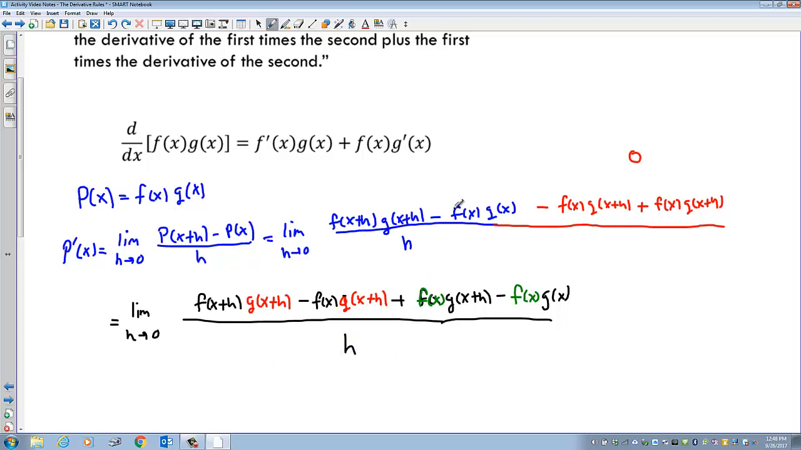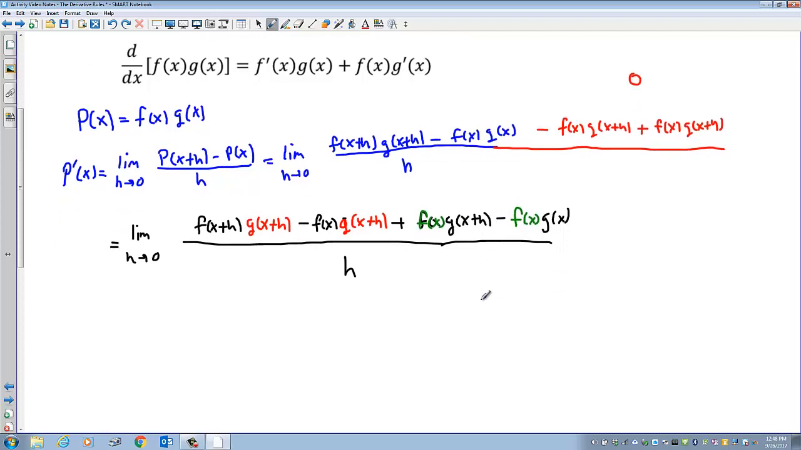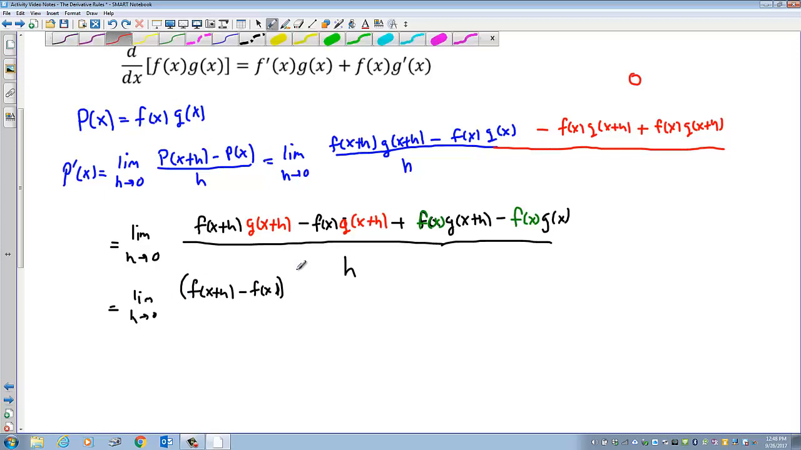And so I just rewrote the terms up here and down here. But what you'll notice is that I can factor out this g of x plus h in these first two terms and factor out the f of x in this second two terms. And you're basically going to get the difference quotients back of that f and g in certain spots. So let's see this. The limit as h goes to 0, and I can rewrite this as f of x plus h minus f of x, and of course, that'll all be times that red g of x plus h. And then we have a plus.